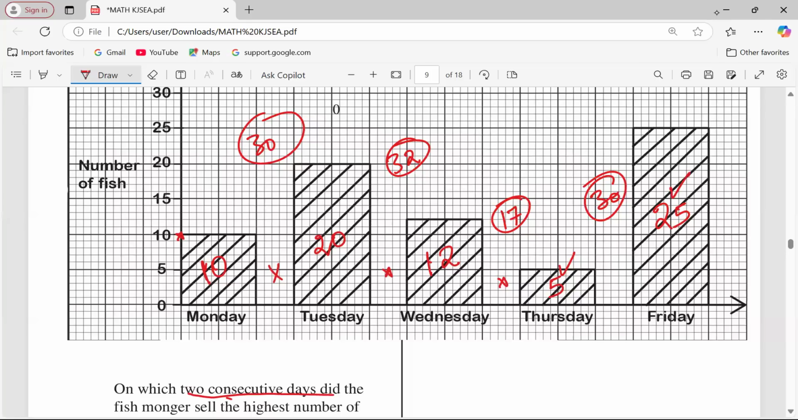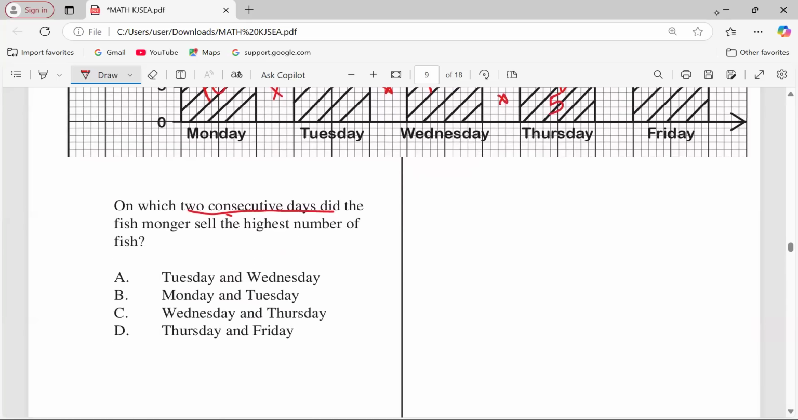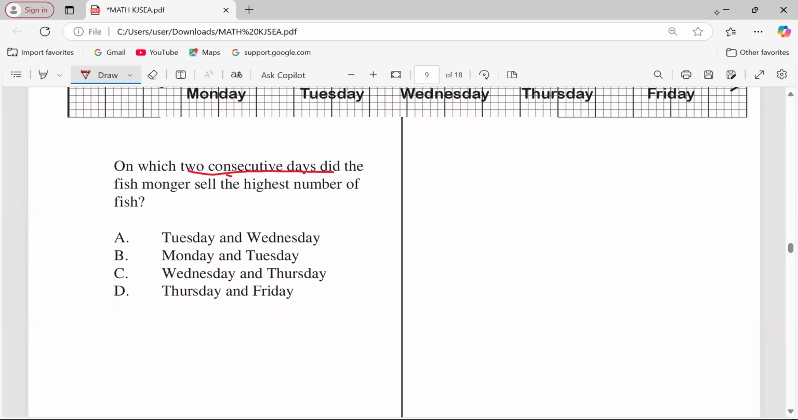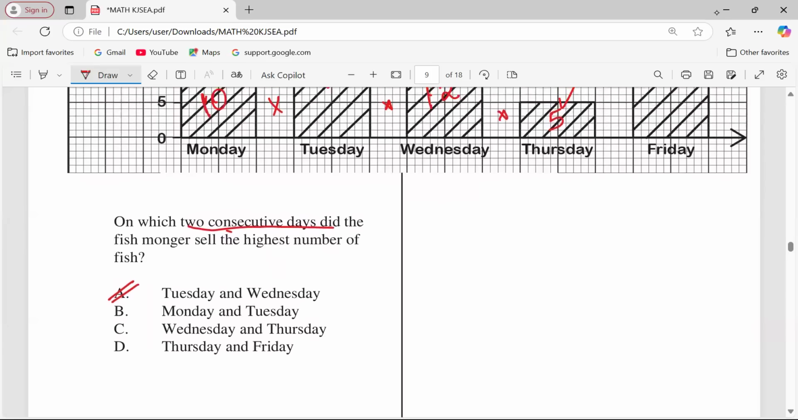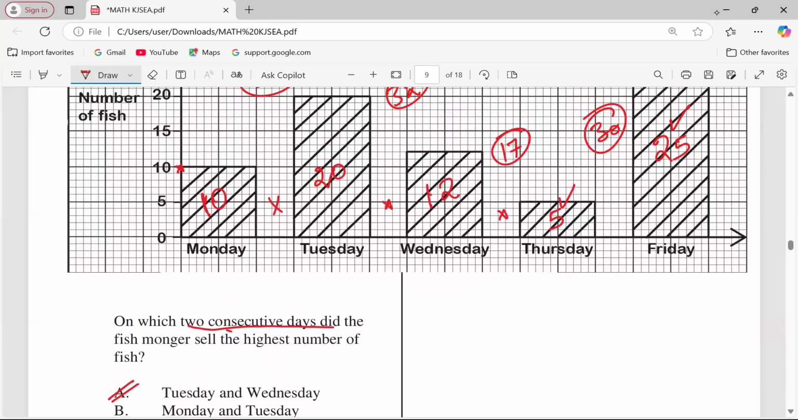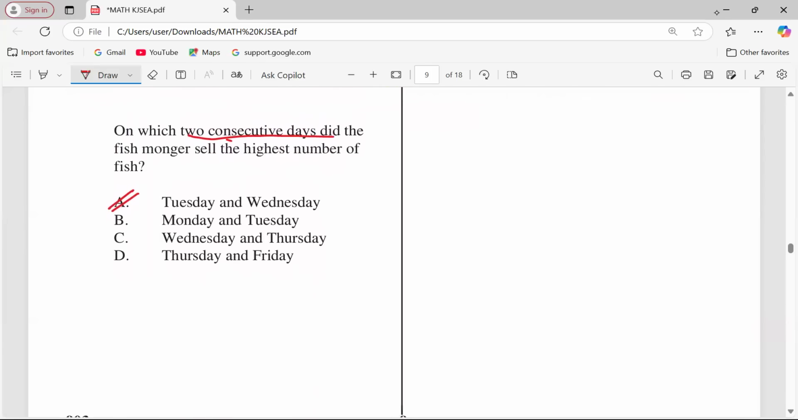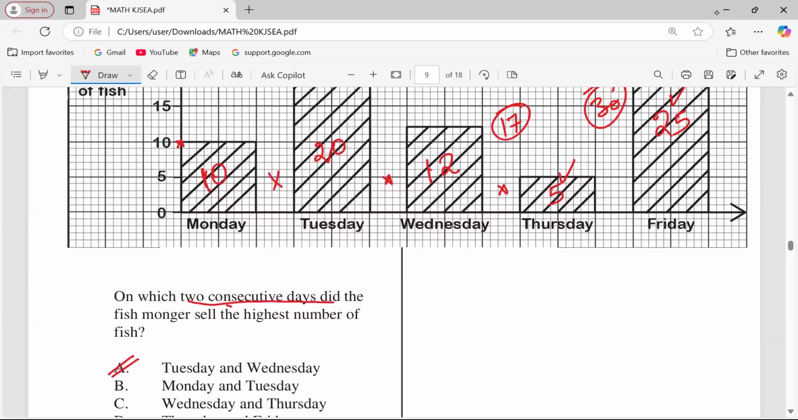So the 2 consecutive days with the highest number of fish sold are Tuesday and Wednesday, giving us 32. Yeah, Tuesday and Wednesday. That is the right answer.